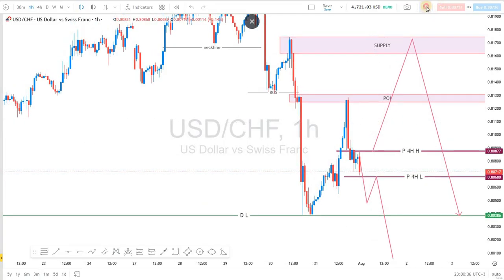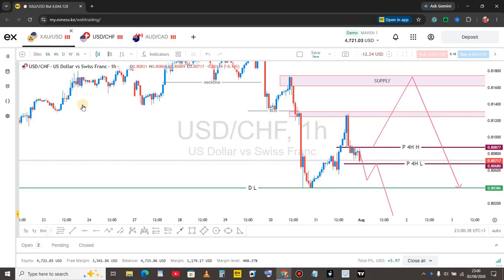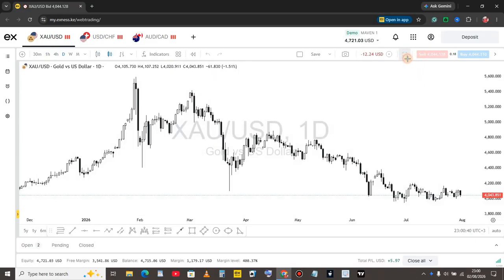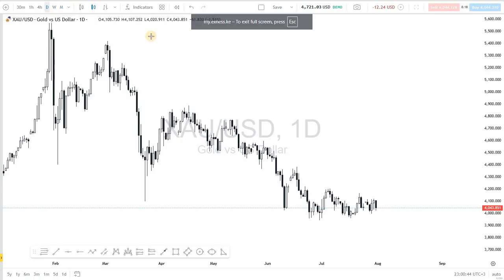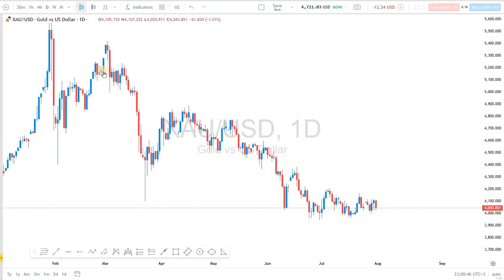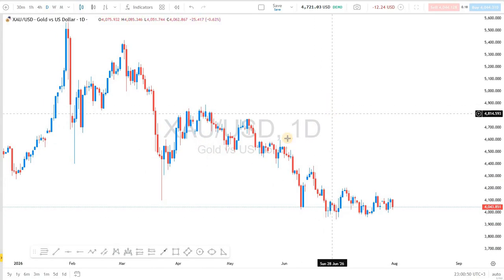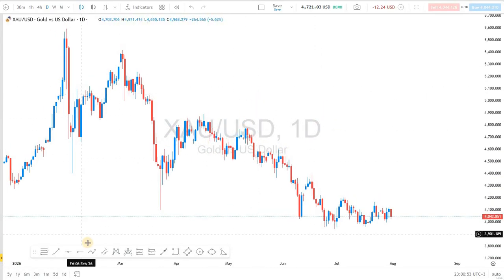So that's it on this pair. Let us move to another pair. This is our gold chart. So we have to go to the daily time frame. Let me change it to candlesticks, so you can see this chart clearly. It's a short bearish move.